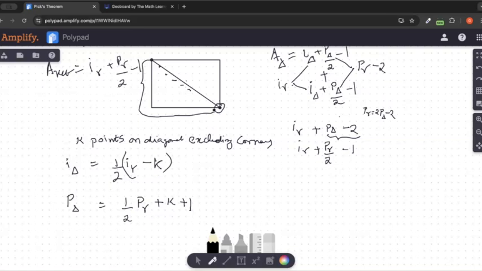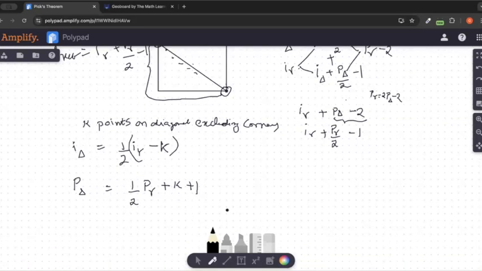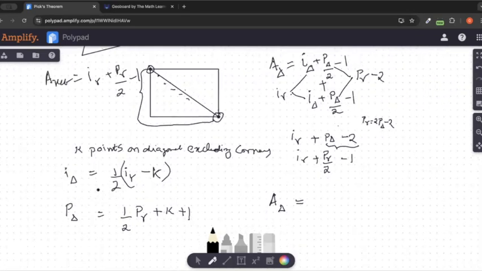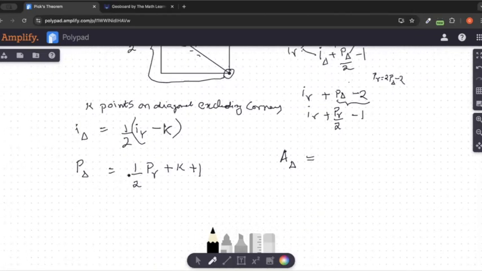Okay, got it. So now the area of the triangle by Pick's theorem is I triangle plus P triangle by 2 minus 1. So this whole thing, and if we show that twice of that is equivalent to the area of the rectangle by Pick's theorem, then we are done.